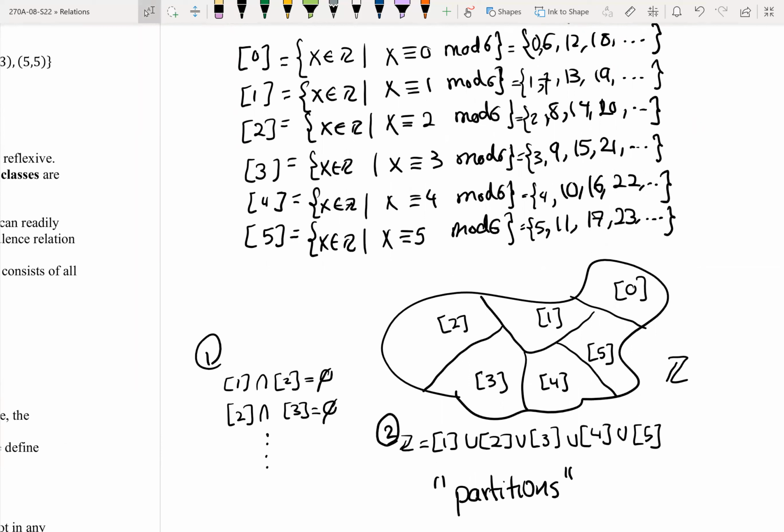This is still a recap from last class. Okay, so I've done the class of equivalency. I've done one more example to add the concept of partitions.